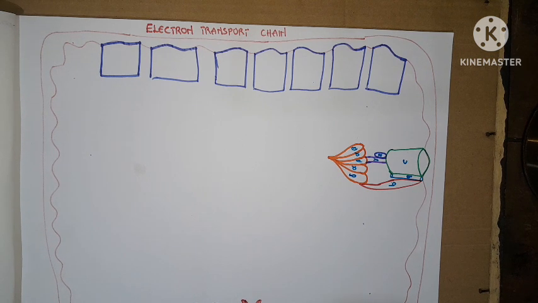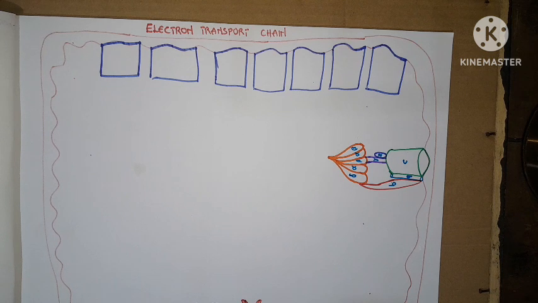Electron transport chain occurs on the inner mitochondrial membrane. So the inner mitochondrial membrane, not the intermembrane space, this line here, the folding line, that's where the electron transport chain is occurring.